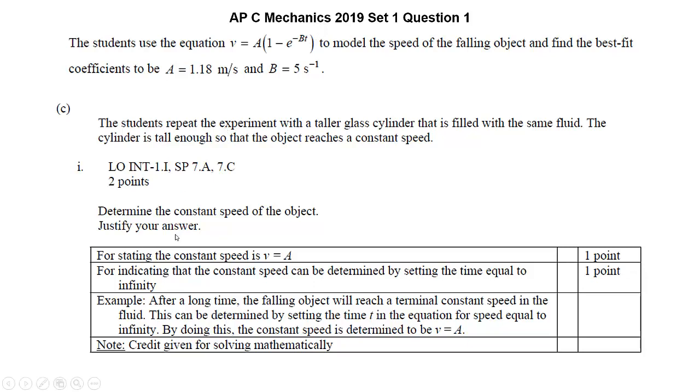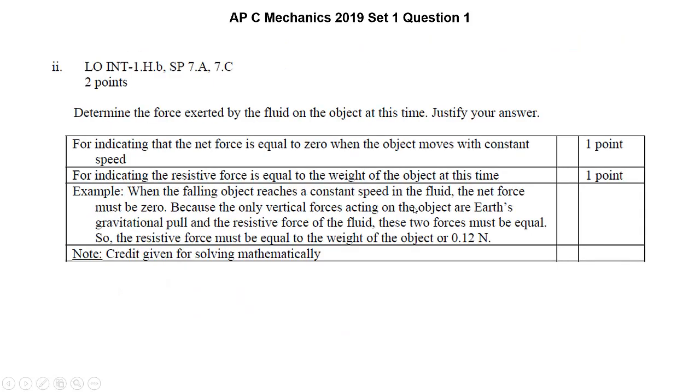So your justification of your answer here is, as it says here in the example, it'll reach a terminal constant speed, and that's by setting the time to infinity. So when you set t to infinity, this becomes 0, and the speed is just a times 1, or a. And note, if you didn't write this paragraph here, but you actually just showed plugging in infinity and making it a, they'd give you full credit, of course, because math is a language.